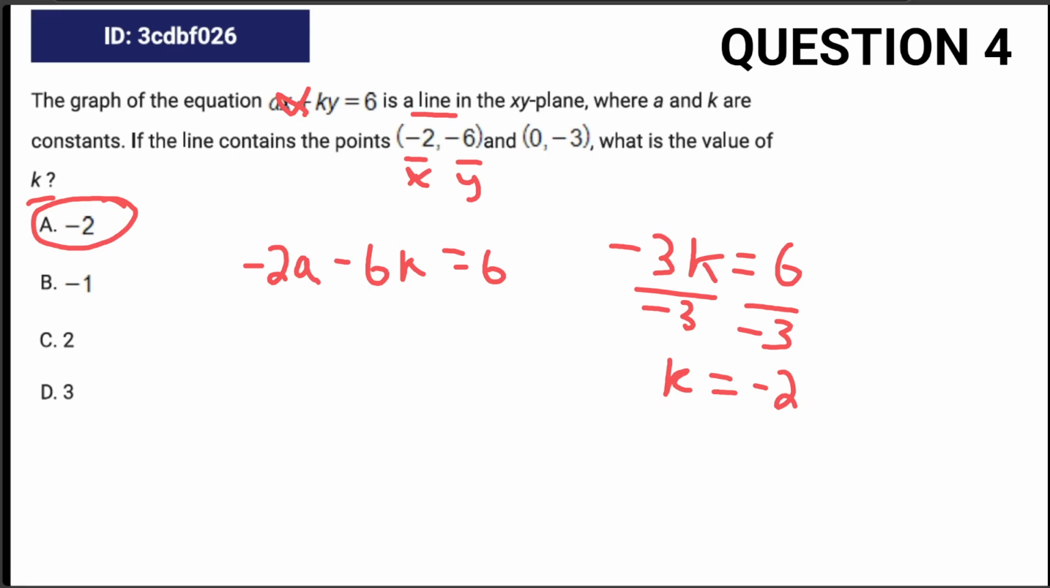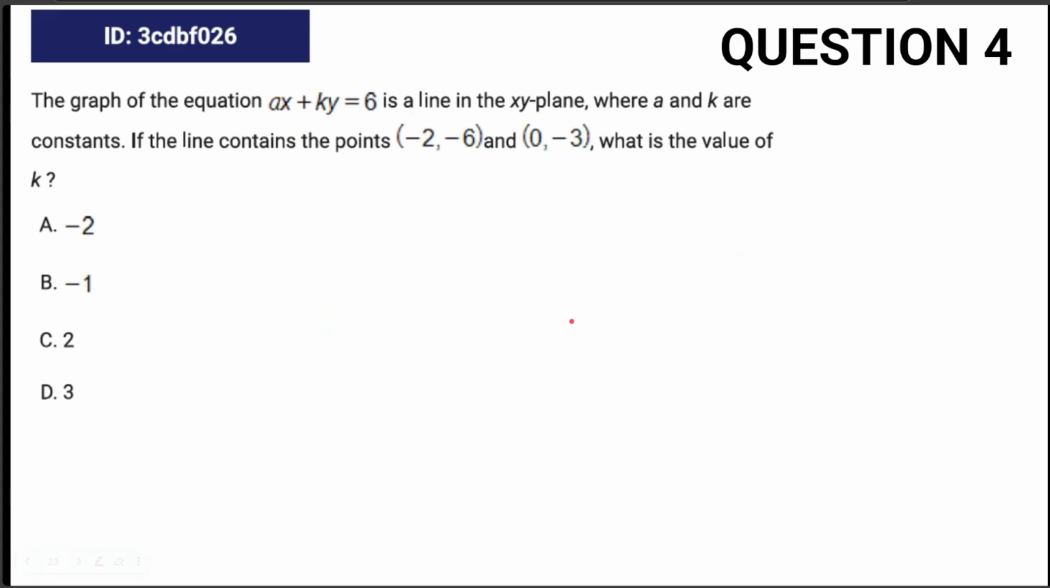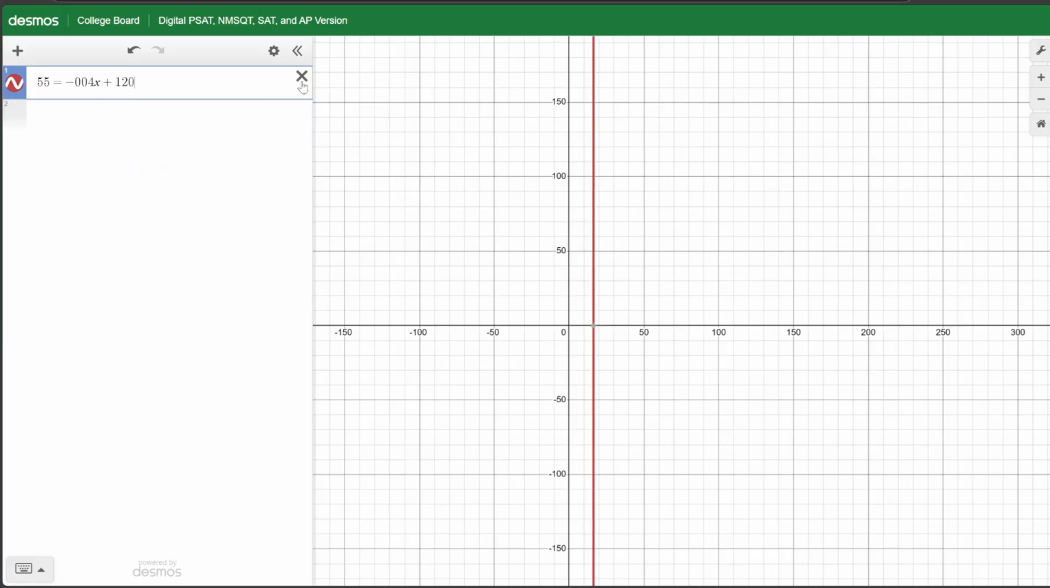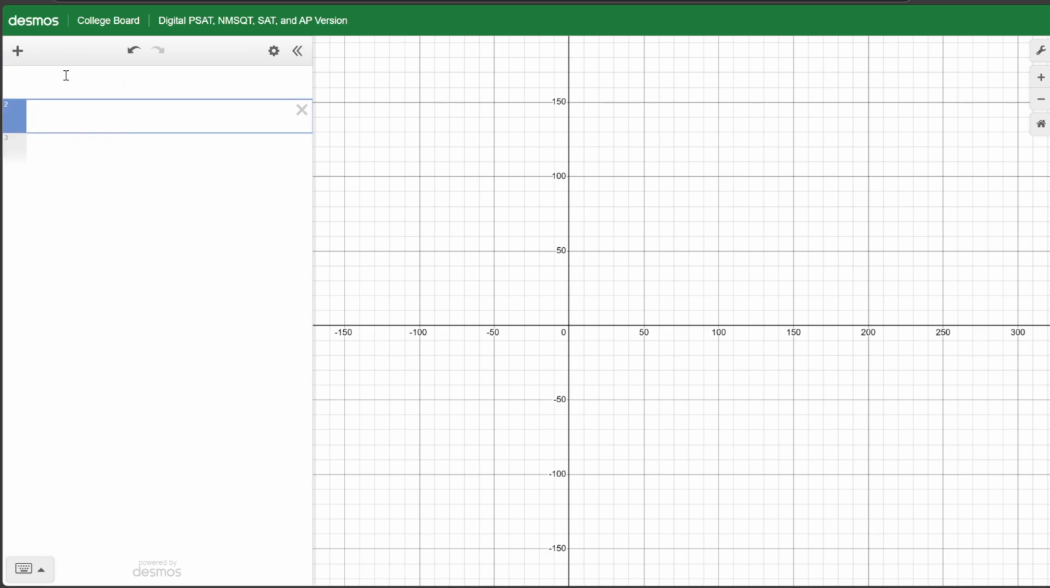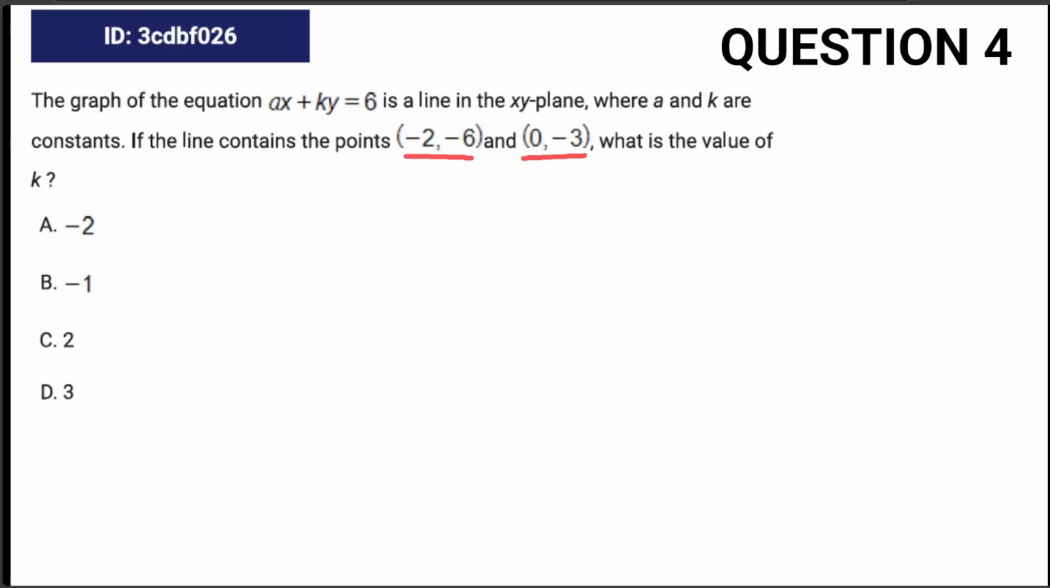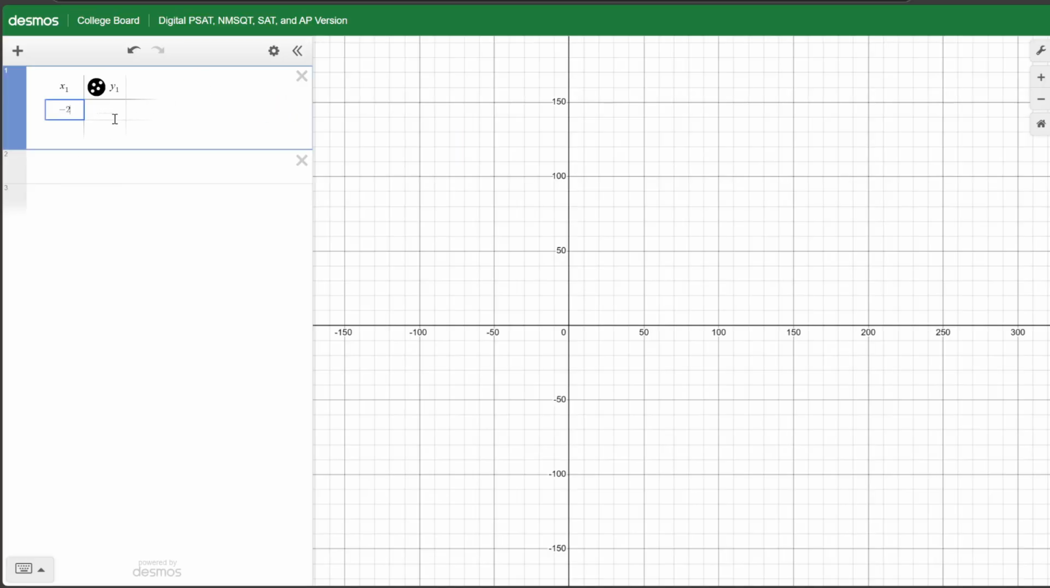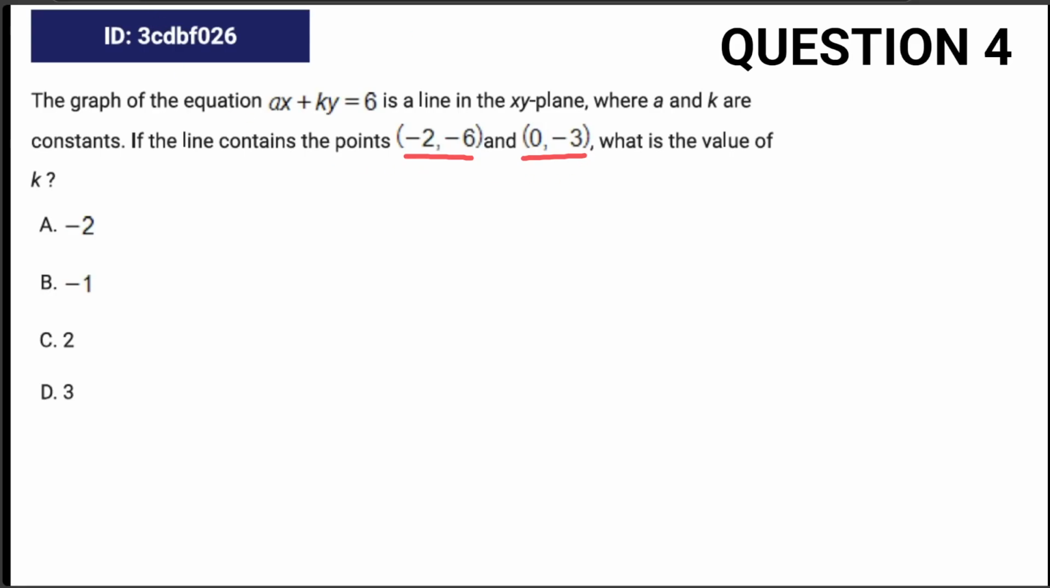Now, that one had a bit of a shortcut because the x was 0. If we were looking for a, we would just plug k in here, and then we just solve for a. But it was just a bit of a shortcut, and they do that sometimes. Another way to solve this, because it might take longer if you weren't given one with a shortcut, is you could plug these 2 points into Desmos in the table once again. Table, -2, -6. And then 0, -3.